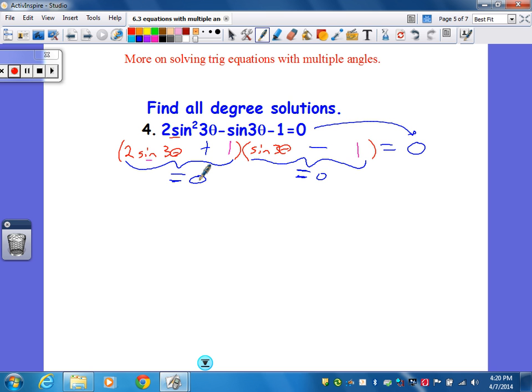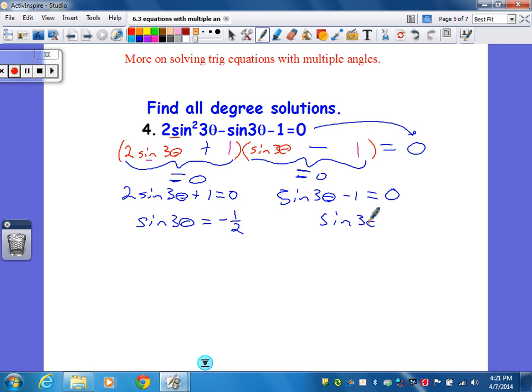Equal to 0 for both those terms. So we have 2 sine 3 theta plus 1 equals 0, and sine 3 theta minus 1 equals 0. Okay. Now the key is to just solve so sine is by itself. After you subtract the 1 and then divide everything by the 2, you get sine 3 theta equal to negative 1/2. And then on this side, you get sine 3 theta equal to 1.